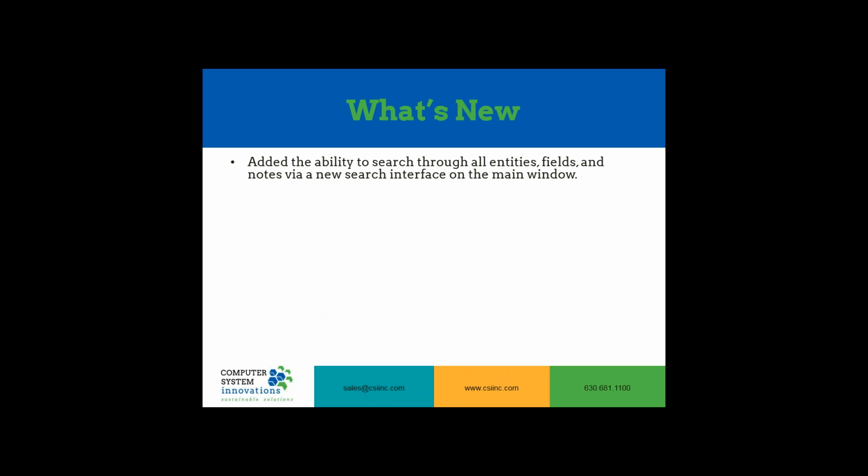So what's new for the people that use iDocument? Well, the coolest thing we added was the ability to search all entities, fields, notes via a new search interface on the main window. Turns out we use our own products. We use them at client sites, and as we were using them, we realized, shoot, I got to generate the documentation in order to view it. So as we went to check on something, if we'd made a bunch of changes, we had to go generate the documentation and then search it. Well, why not just be able to search through iDocument? So we added that ability.